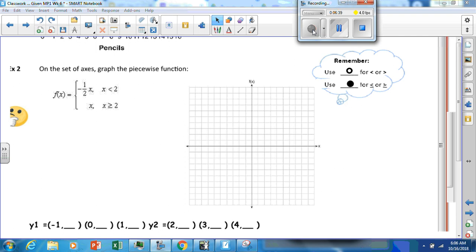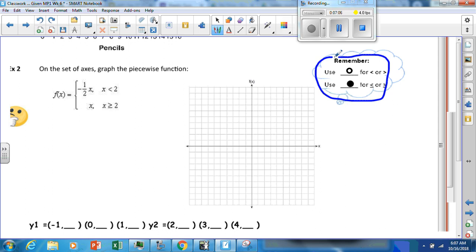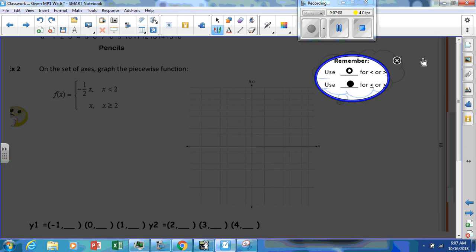All right, let's consider the next problem. What we have is, on a set of axes, graph a piecewise function. Now this problem should look a little familiar to you because we've actually gone through this once already on our bell work. But I want to bring attention to something new we're introducing here for the first time. We're introducing this concept of open circle and closed circle.